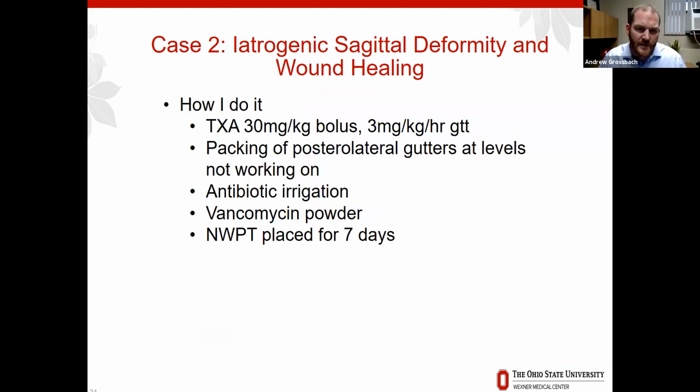So how I do it: these patients, basically anyone who's getting any deformity correction, any sort of osteotomies, definitely 3-column, but even posterior column, they're getting a TXA bolus of 30 milligrams per kilogram, and then running at 3 milligrams per kilogram per hour during the case. As soon as we close, then they can stop it.